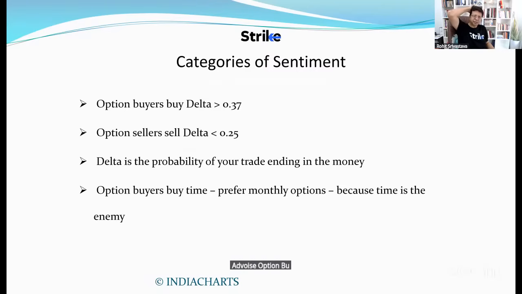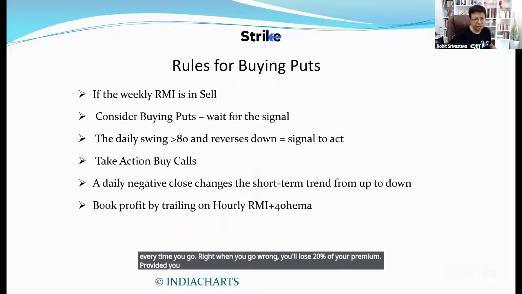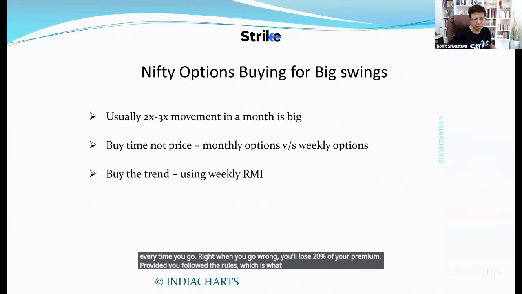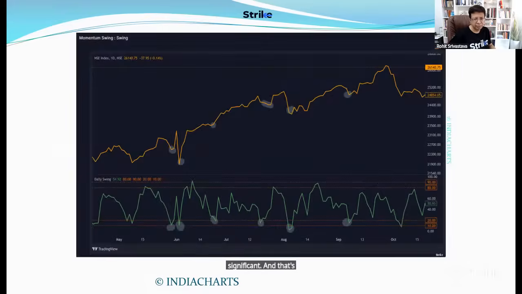Otherwise, option buyers are far better off because you can do 2, 3x of your money every time you go right. When you go wrong, you'll lose 20% of your premium, provided you followed the rules, which is buying monthly options with a correct strike price, not too far out. So then your losses can be minimized and the wins can be significant. And that's why I am a believer of option buying.